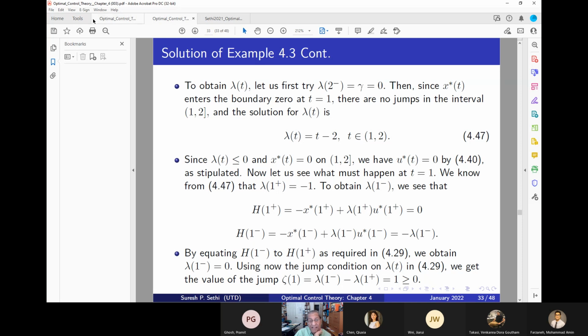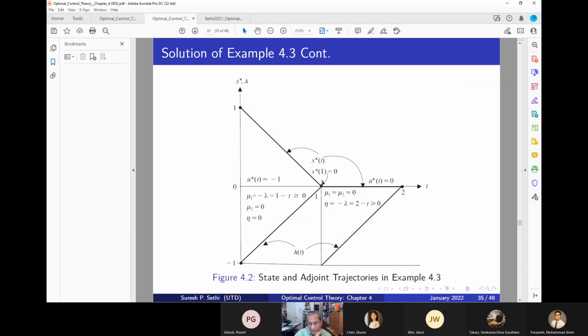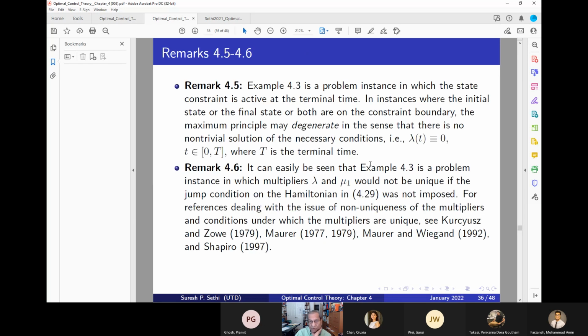Now x star t enters the boundary at t equal to 1. In this picture, the jump can only happen here, except it can happen here too, but we are beginning at 2 minus. So whatever jump happened at 2 minus is taken care of. So from 2 minus all the way to 1 plus, there cannot be any jump. So we can integrate the lambda dot equation to find lambda all the way up to 1 plus. That's what we're going to do.